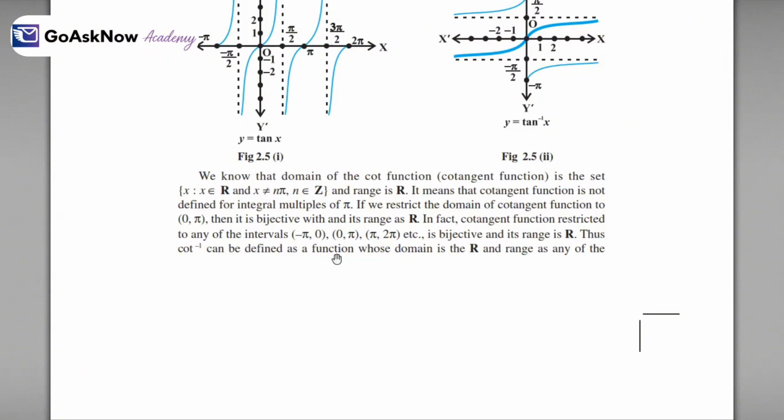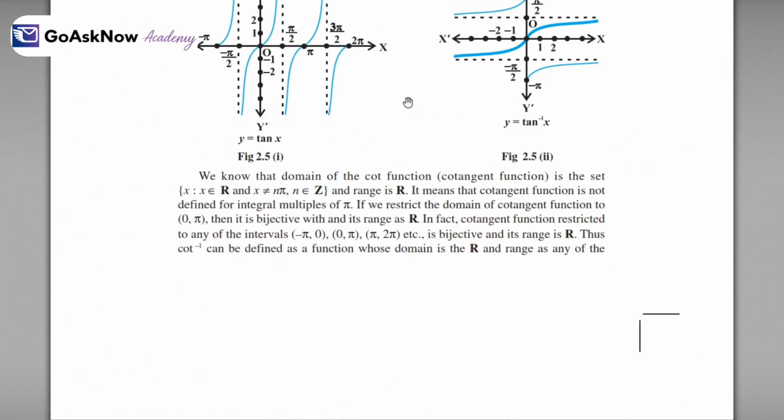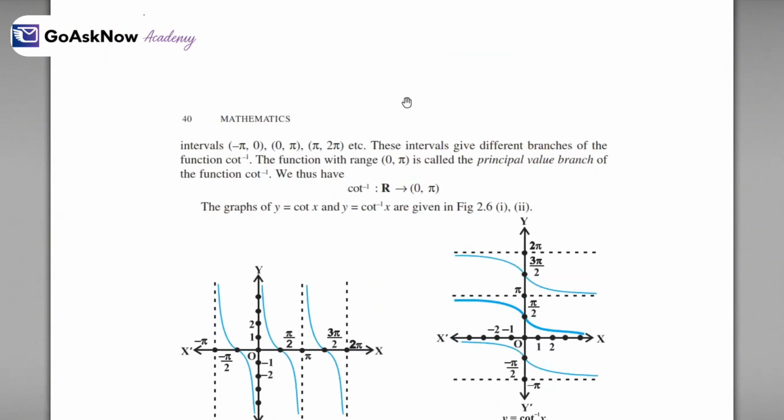The cotangent inverse can be defined as a function whose domain is capital R and range is any of these intervals. So you can say analogically, like tan inverse has domain capital R, cot inverse also has a domain equal to capital R. So we will see how cot inverse has come from the cot function.